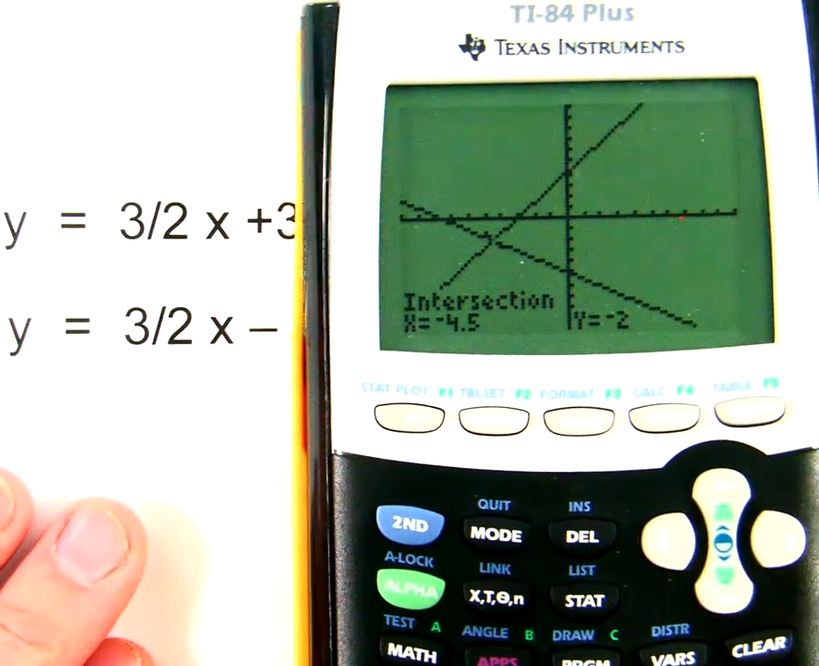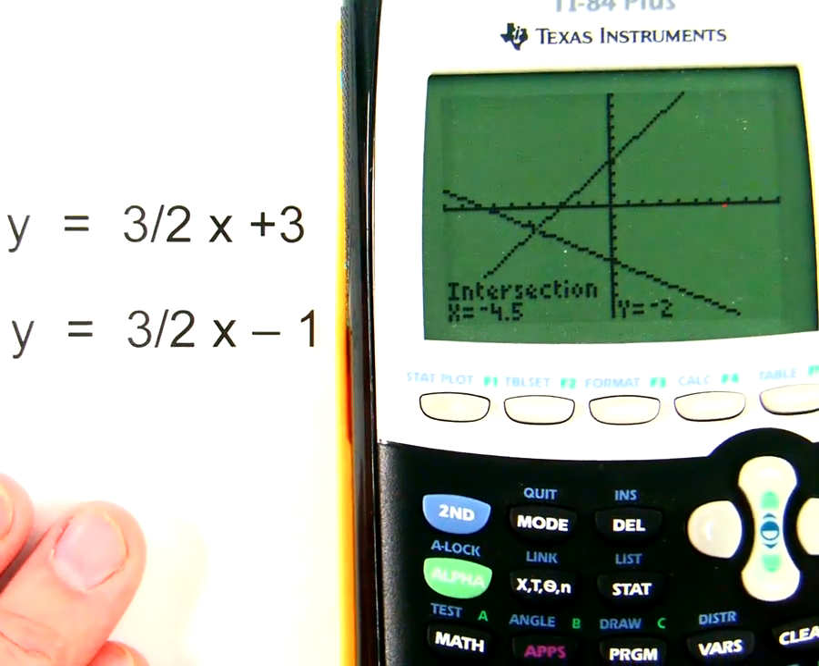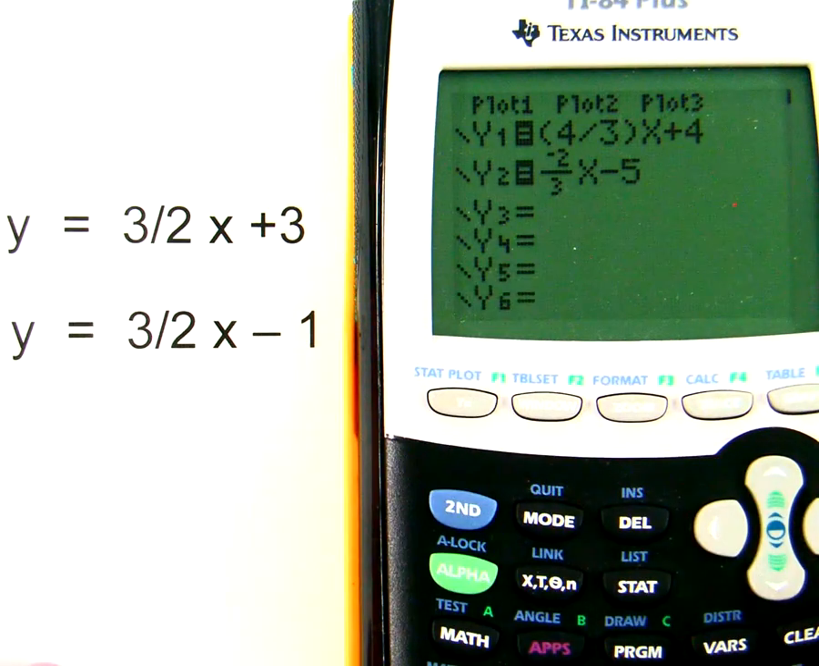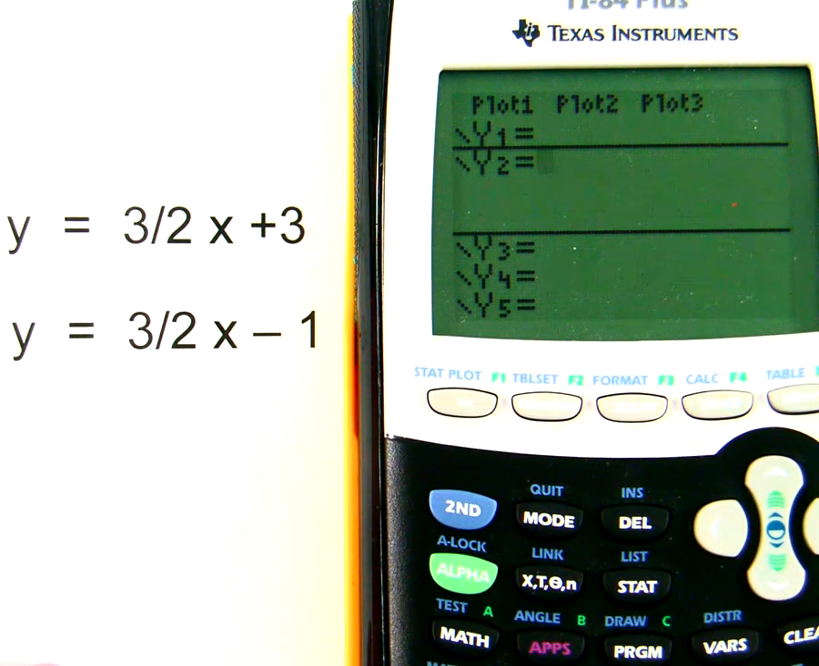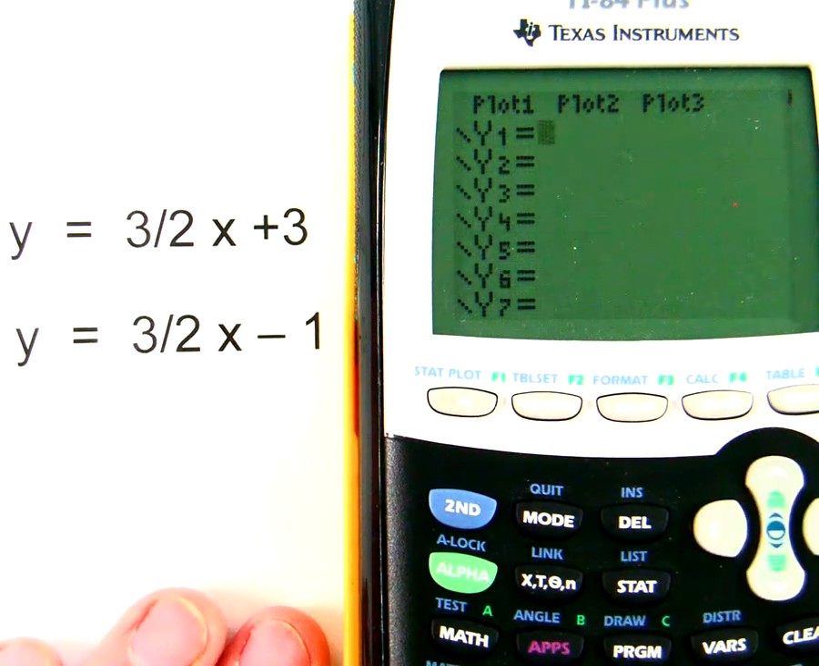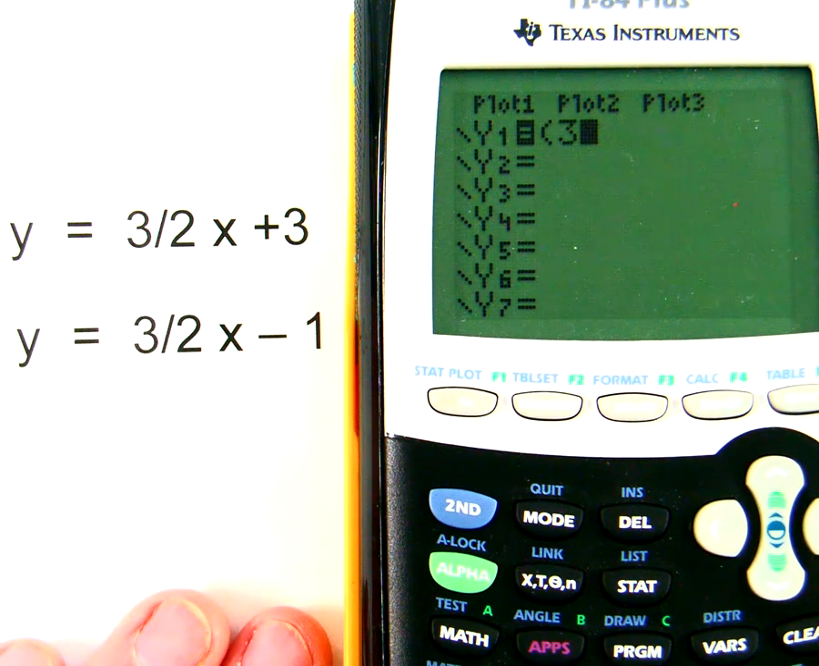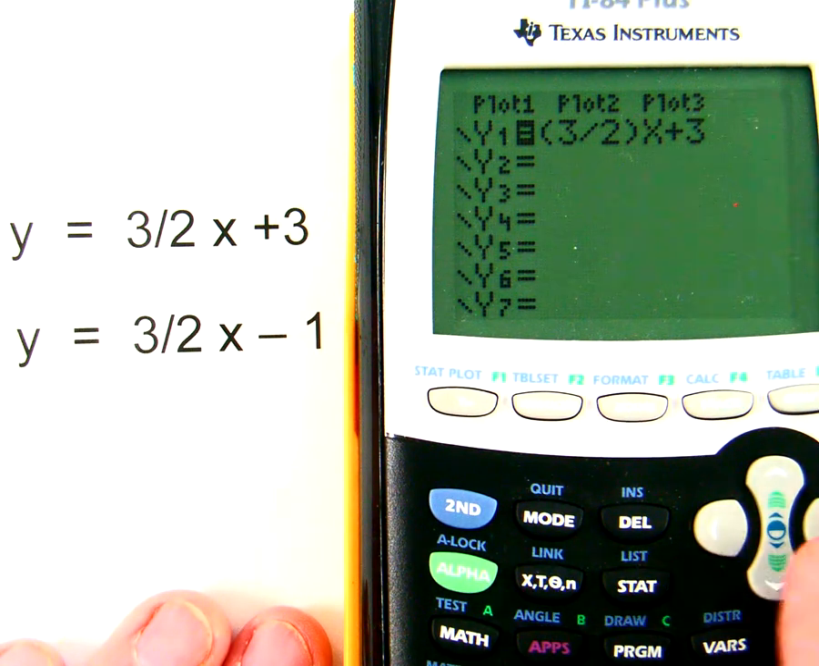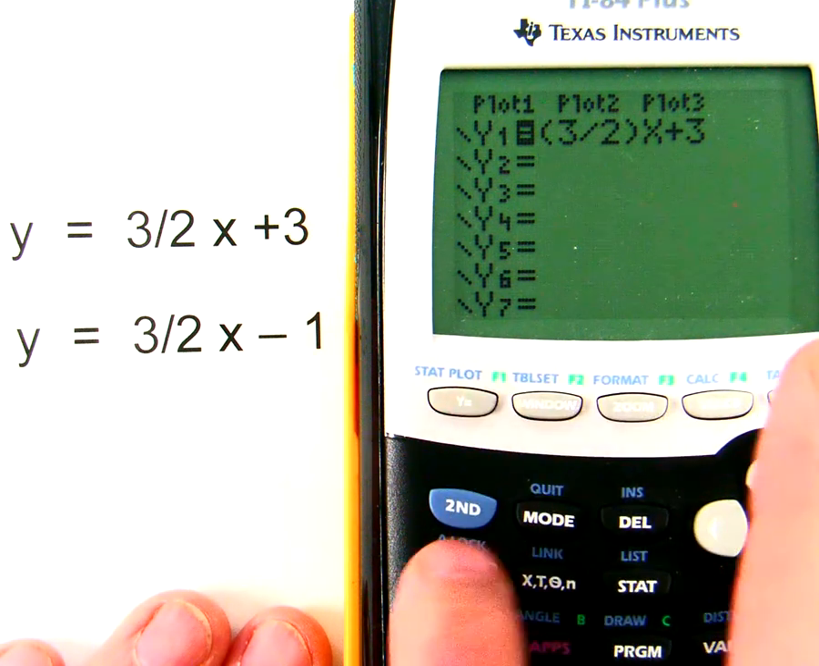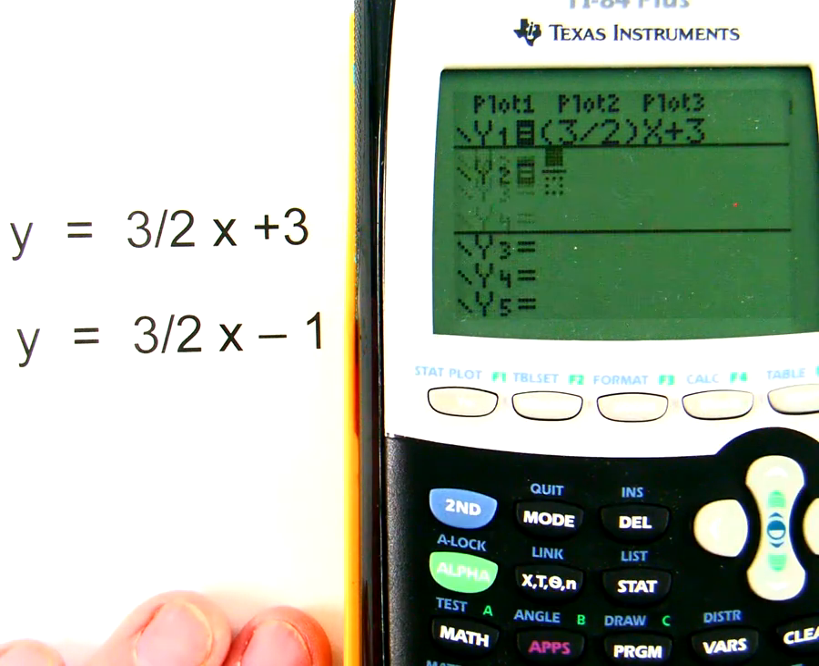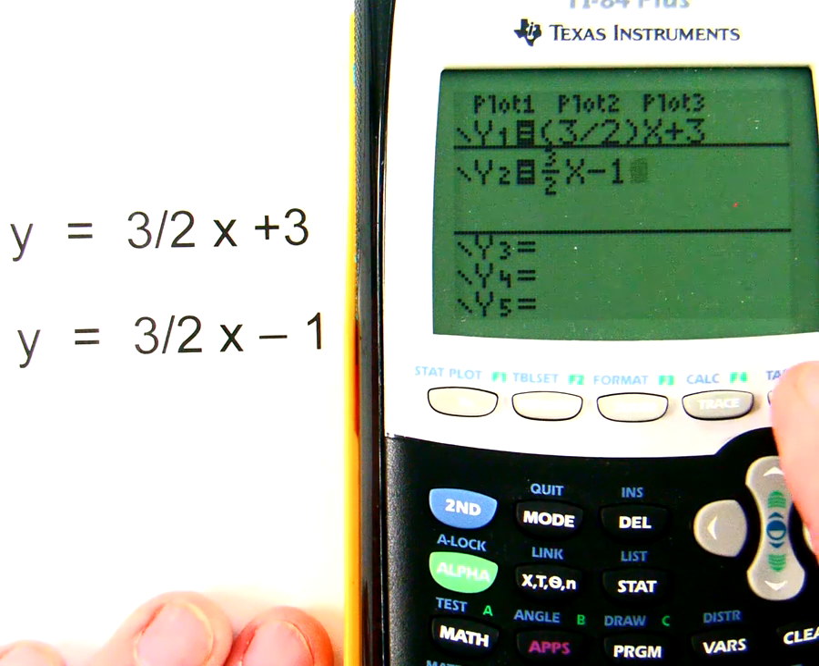Go back to the y equals screen and clear out your equations. Hit clear, arrow, hit clear. So we'll put these two in. This is going to be, and I'm just going to do it, well, here, I'll do one each way. 3 halves x plus 3. And then I'll write it as a fraction. It looks like a fraction. 3 halves. Remember to arrow out of my fraction and put x minus 1. When I graph these, I'm going to watch and see what they look like.